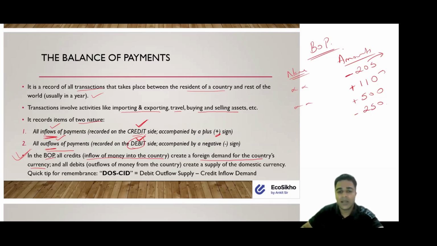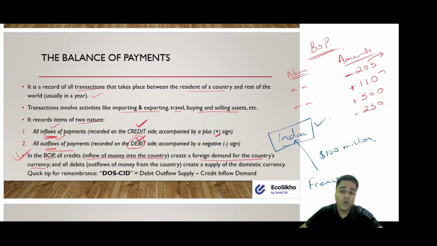So let's say we are in India right now, and there are some investors sitting in, let's say, France, and they want to invest some money into the country. So if the investors sitting in France have decided that they will invest $100 million into our country, into India, what does it lead to? It leads to an inflow of $100 million into our country.